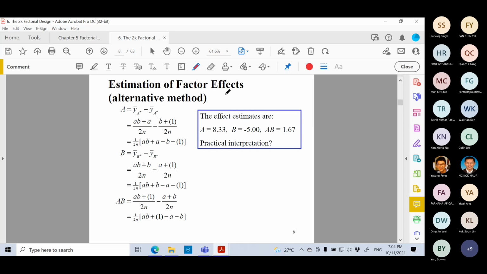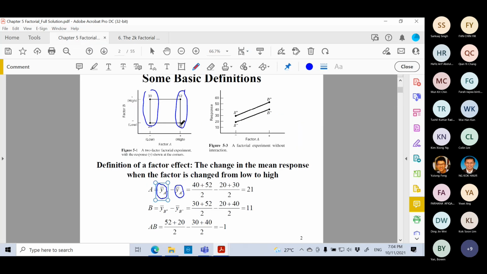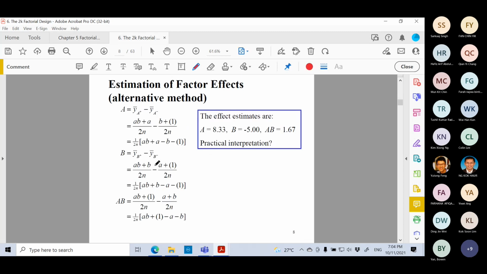Alternatively, you can also use the method I told you previously in chapter number 5. You just take the average value of the high level and the average value of the low level, and you find the difference. Then you will know the effect of factor A. In this case, it is the same thing: you find the average value at the high level and at the low level, and you get the difference. So they lead you to the same formula.